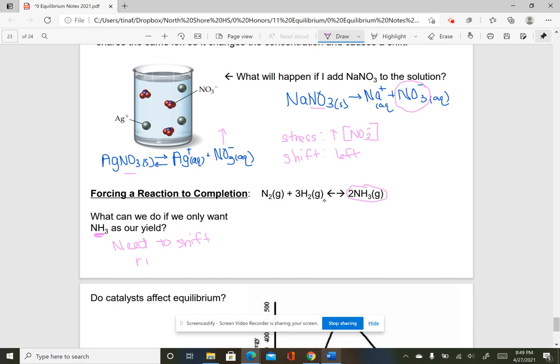And we have to come up with ways in order to do that. Okay. So I want you guys to think of some ways that you can make this reaction go to the right. Think about what we talked about in our last video. Can you change the temperature? Can you change the pressure? Can you change any of these concentrations? What will make it go right?